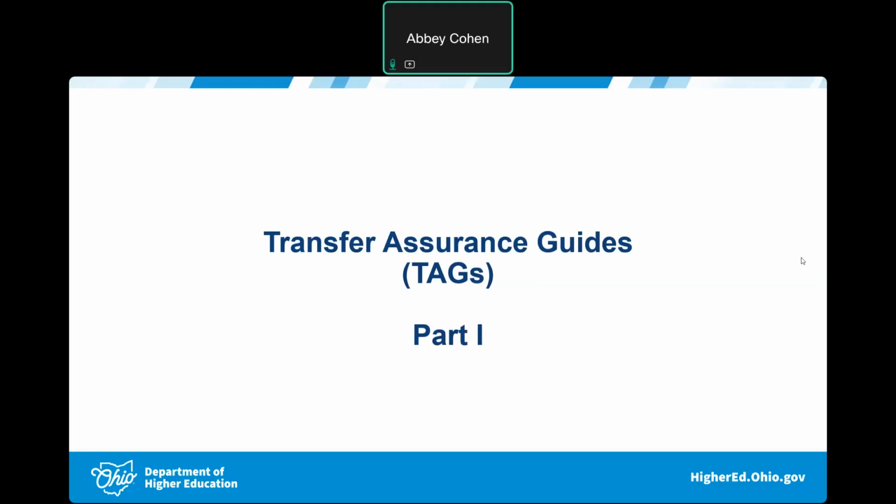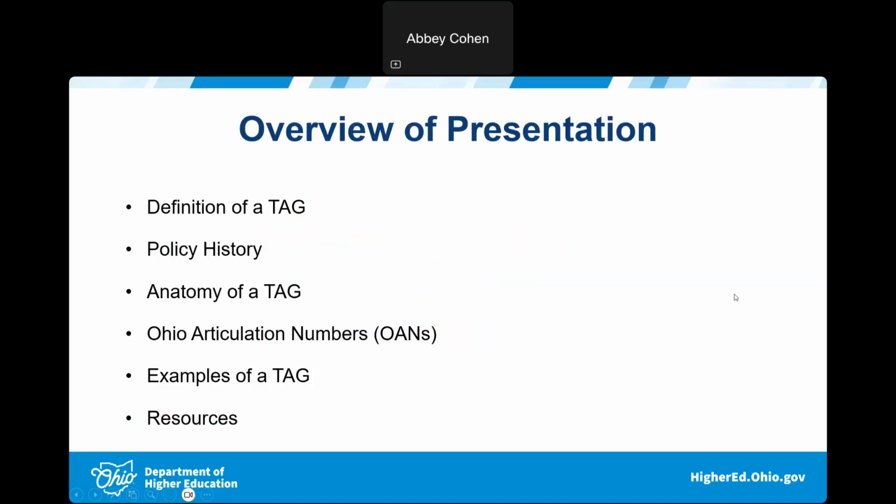The following video is the first in a two-part series which gives an overview of transfer assurance guides, also known as TAGs. Topics in this video include the definition, policy history, and anatomy of a TAG, as well as an explanation of Ohio articulation numbers, an example of a TAG, and related resources.